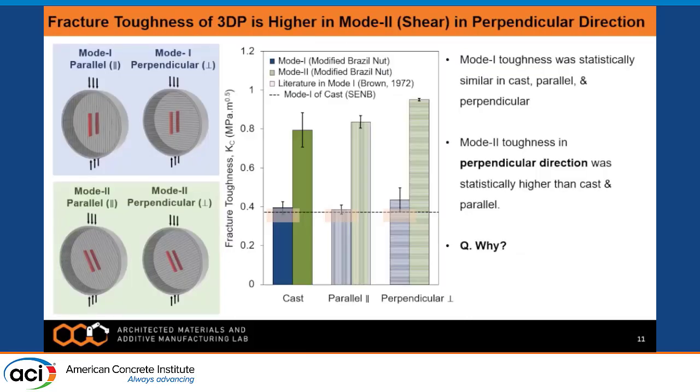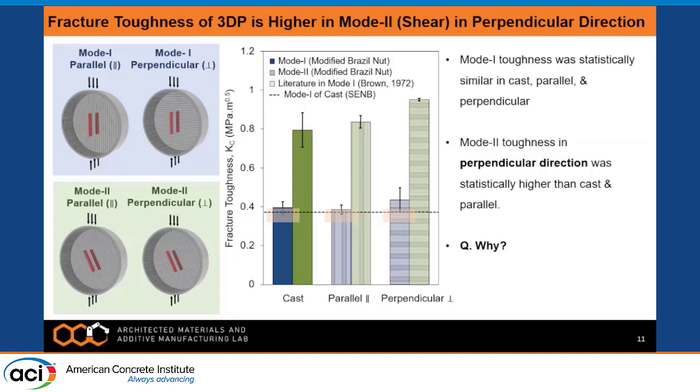So what did we get at the end? What were the results? In the parallel direction and in the perpendicular direction in mode 1, the fracture toughness was statistically similar to the cast. However, when we moved to mode 2, we saw a significant increase in the fracture toughness in the perpendicular direction. Now that was interesting. Why did it happen?